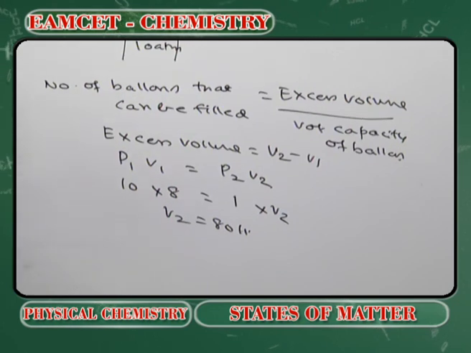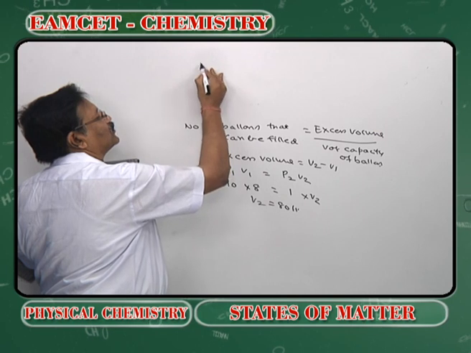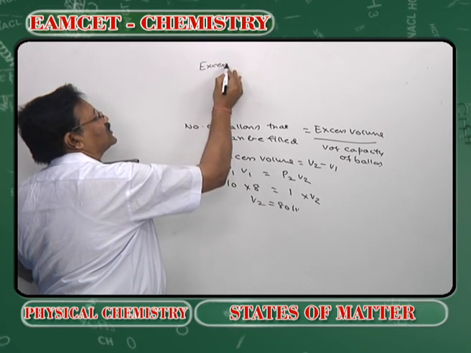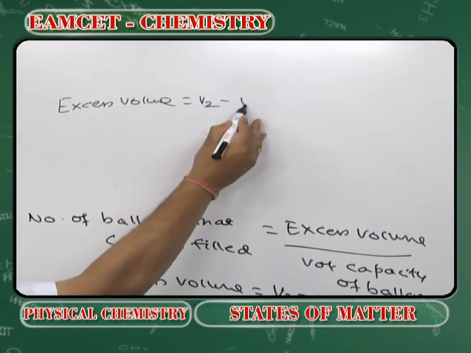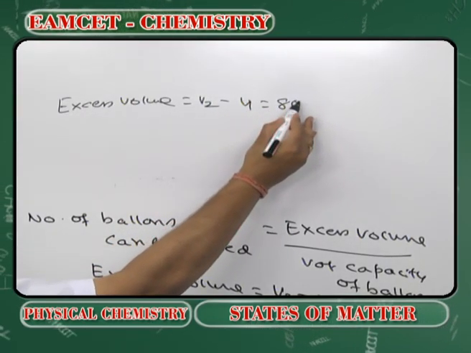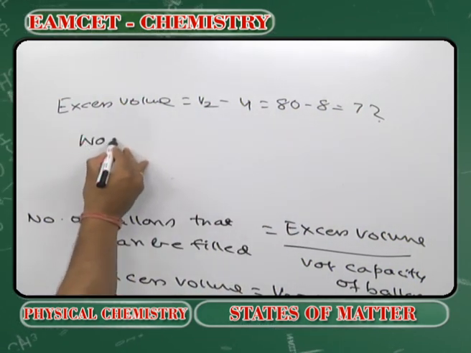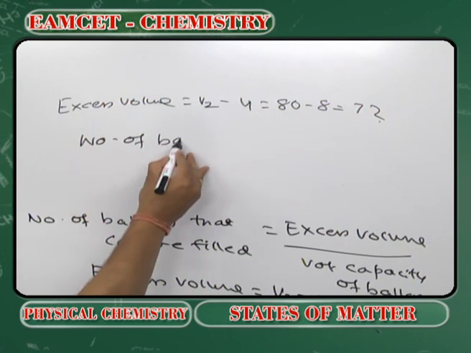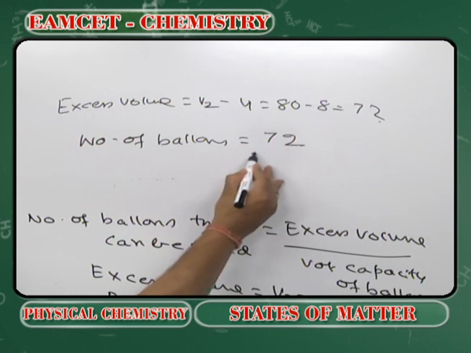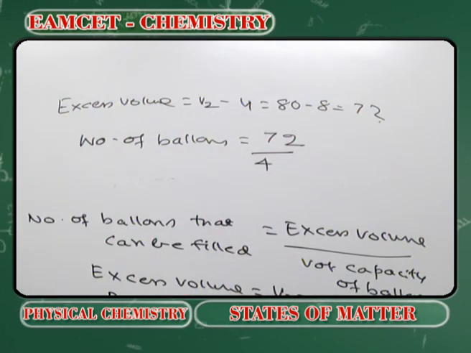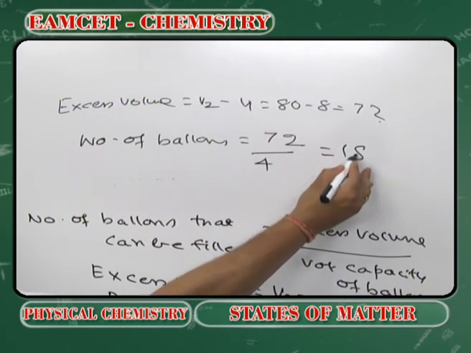What is the excess volume? Excess volume is equal to V2 minus V1, 80 minus 8, 72. Now what is the number of the balloons that can be filled? It is equal to excess volume by volume capacity. What is the volume capacity of the balloon? 4. 72 by 4, 18.